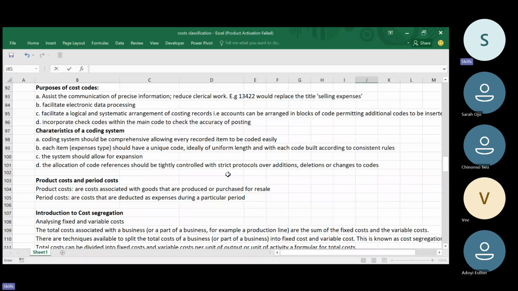Then product cost and period cost. What is product cost? Product costs are costs associated with goods that are produced or purchased for resale. Then period costs are costs that are deducted as expenses during a particular period. The costs that you deduct as expenses during particular periods are referred to as period cost.